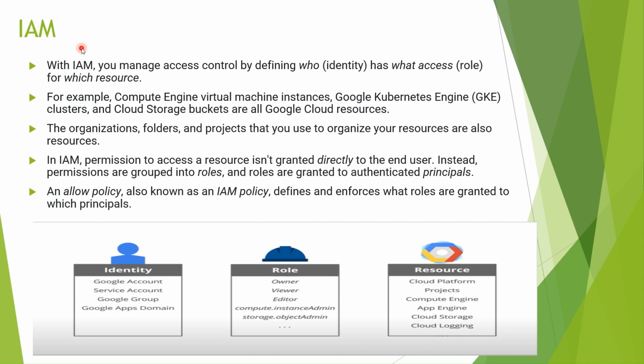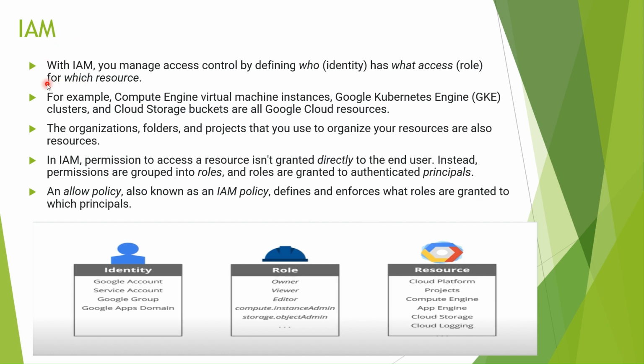IAM, basically Identity and Access Management, is how we manage access control by defining who has what access and on which resource. So who is the identity? An identity can be a Google account, service account, Google group, or Google Apps domain. And what access? It can be a role, and a role has permissions inside it, like owner, viewer, editor, or compute instance admin.